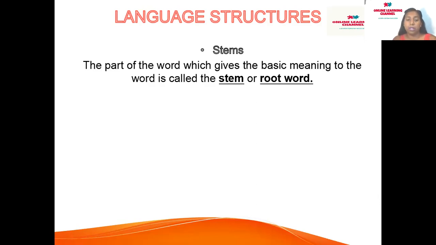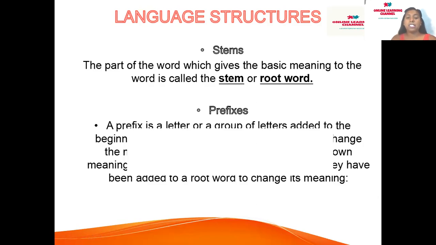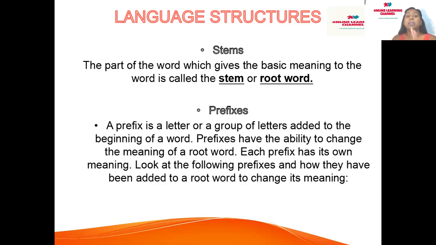So basically, it's the root word, right? Next, it's very, very simple. Again, a revision from our previous work from the other grades, grade 4 and 5. Prefix. A prefix is a letter or group of letters added to the beginning of the word. Pre is before. Prefixes have the ability to change the meaning of the root word, and each prefix has its own meaning, right? We know this.